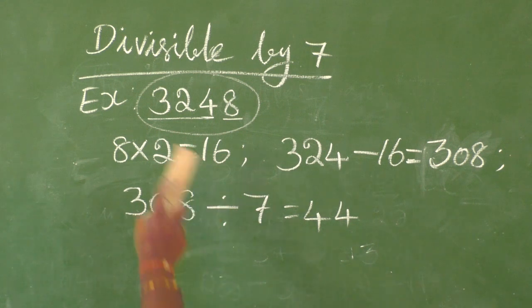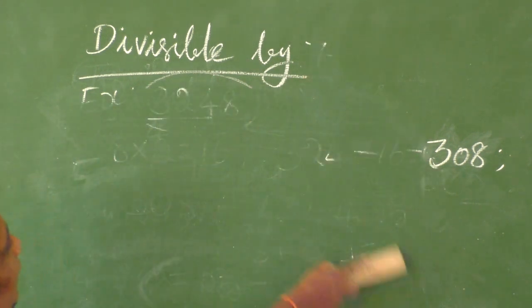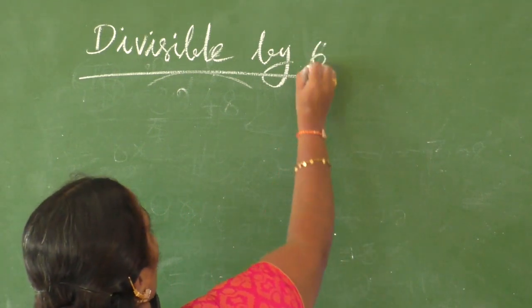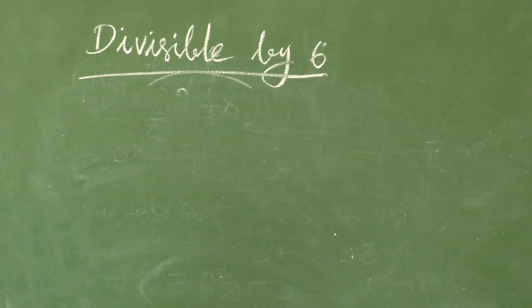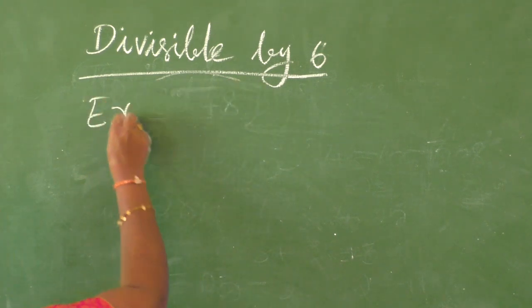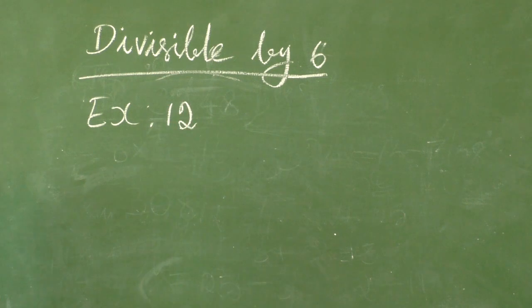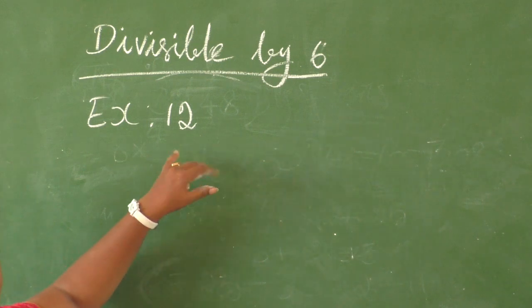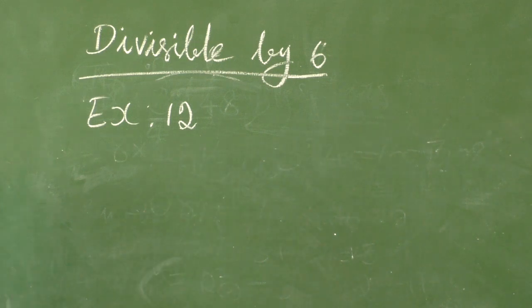A number is divisible by 6. What is the rule for divisibility by 6? If it is divisible by 2 and 3. For example, I am taking the number 12. What is the rule? If the number is divisible by both 2 and 3, then this number will be divisible by 6 also.